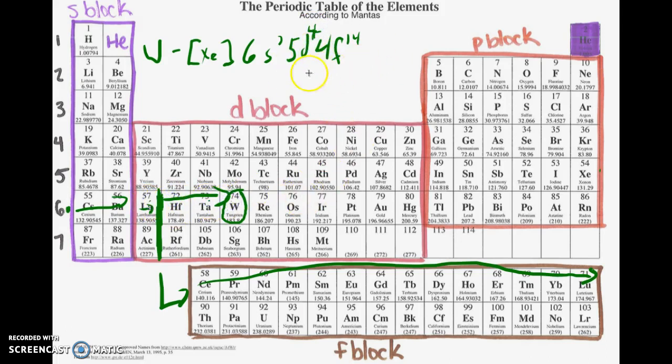And these answers could be switched. A lot of people would feel a little bit more comfortable if the 5d4 was at the end. I actually do not care. 6s2, 4f14, 5d4. So it can look like that. In either event, I'm satisfied with that answer.